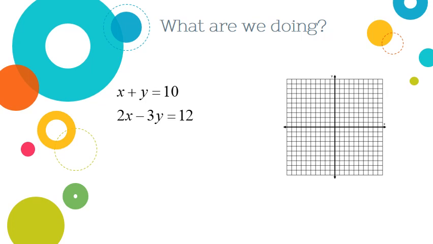So the first thing you might do is transform them into something that's easier for you to graph. I'm going to transform this one into y equals negative x plus 10. It's just easier for me to see. And if I do a little bit of work here, I'd have a negative 3y, a negative 2x, positive 12, which will get me to y equals 2/3 x minus 4.